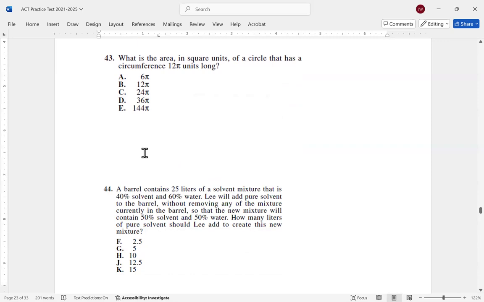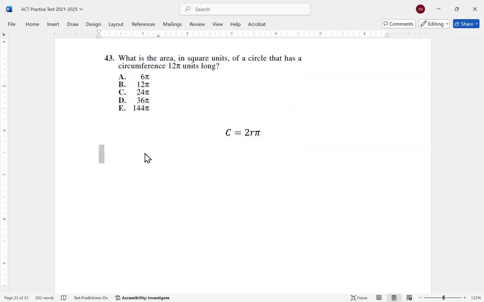Question 43. What is the area in square units of a circle that has circumference 12 pi units long? So the circumference of a circle is, you can think of it as diameter times pi, or most people think of it as 2 times the radius times pi. If I know that I'm working with a circle which has circumference of 12 pi, then that means the radius has to be 6. Divide by 2, divide by pi, you get radius of 6.